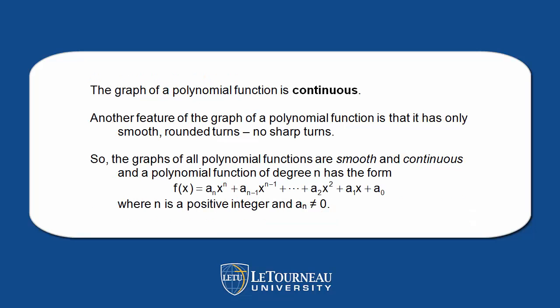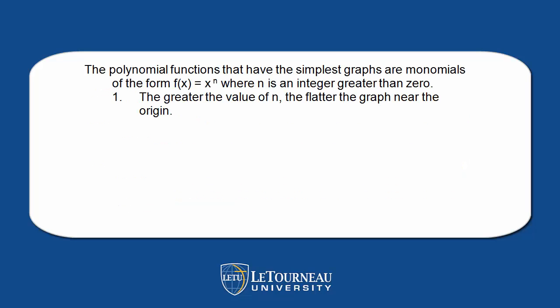The graph of a polynomial function is continuous, i.e., has only smooth, rounded turns, no sharp corners. So the graphs of all polynomial functions are smooth and continuous. And so a polynomial function of degree n has that form. We already studied it. So the ones that have the simplest graphs are monomials.